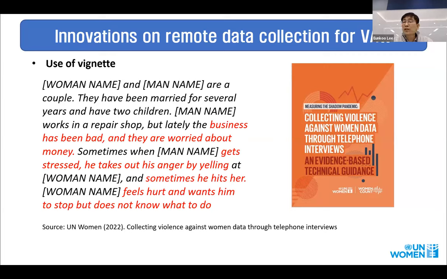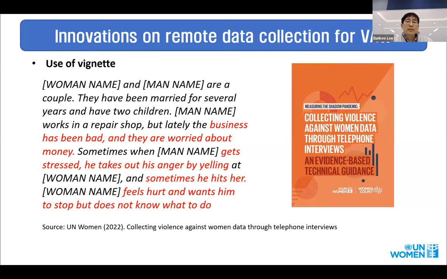The guidance introduced how innovations can make it possible to collect VAW data over the phone in a safe and ethical manner. There are several innovations, but I'm just going to mention two of them in light of the limited time I have. One of the innovations mentioned in the guidance is the use of vignettes.